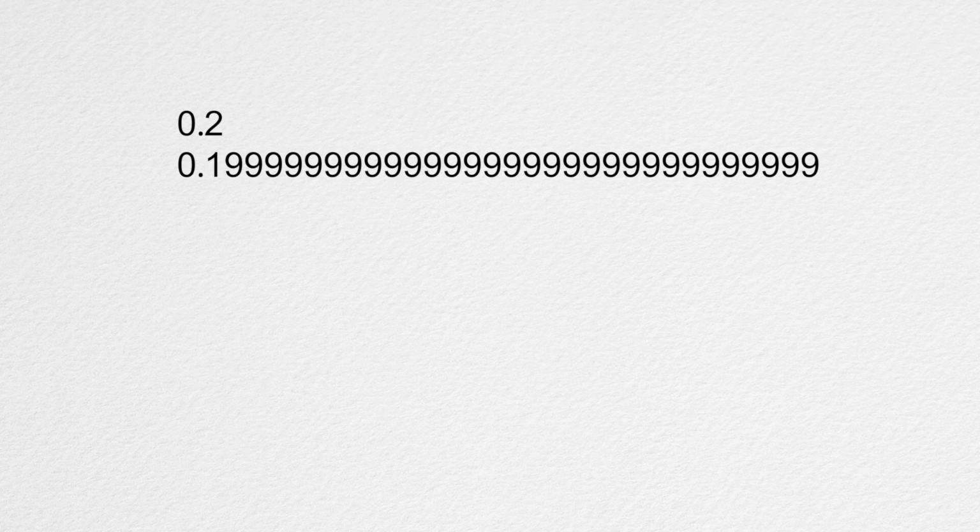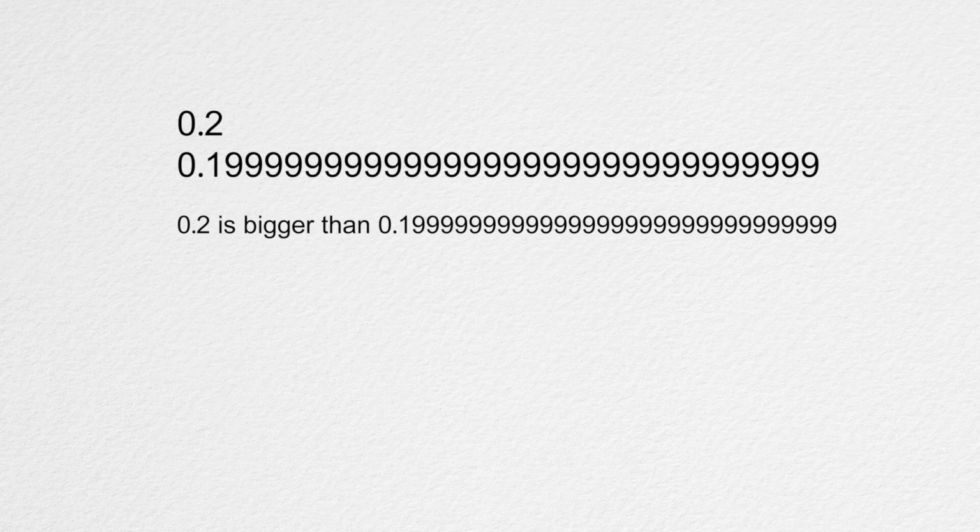We can add as many 9s to 0.19 as we like, but it will always be smaller than 0.2. We can see that both numbers are less than 1 because they are 0 point something. So when we start comparing the digits after the decimal point, beginning with the tenths, we see that 0.2 has 2 tenths, whereas 0.19 recurring has 1 tenth. So 0.2 is going to be bigger than 0.19.